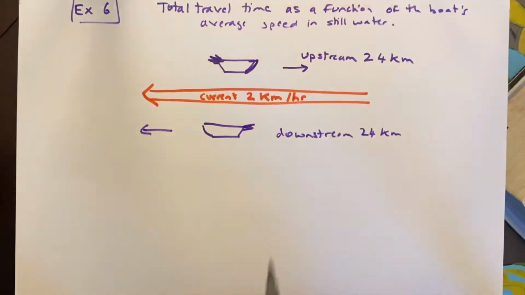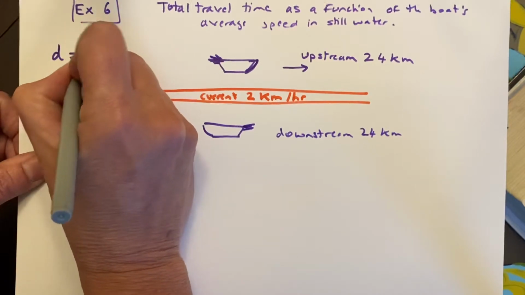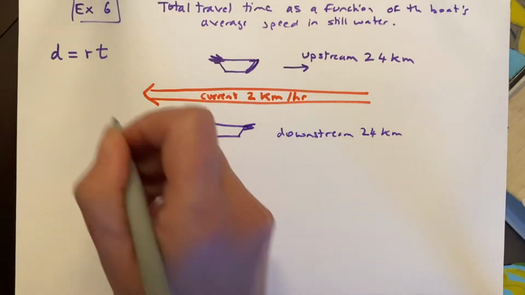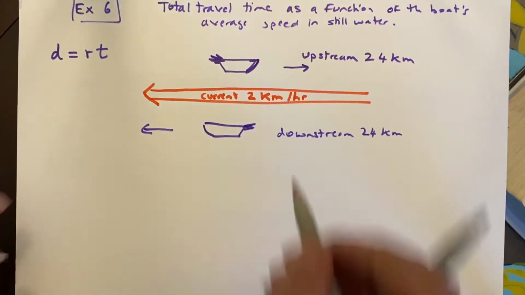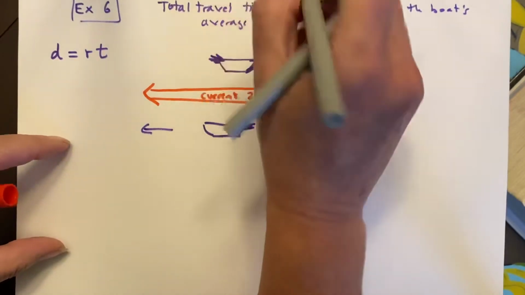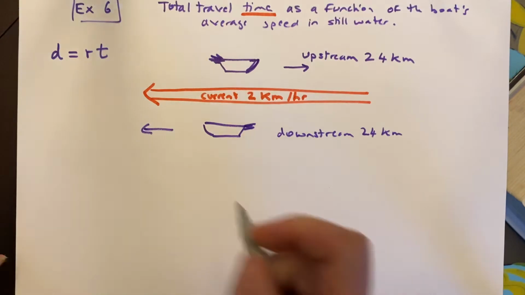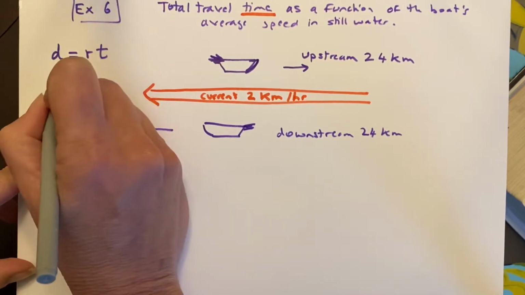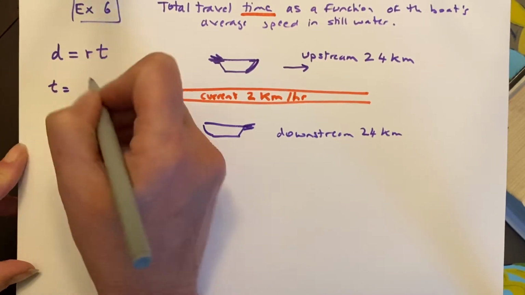Okay, so what we need first is our governing equation. And if you remember, D equals RT is the governing equation. Distance equals rate times time. But what are they looking for? They're telling us very clearly they want us to look for travel time. So what we first need to do is solve for T. And if we solve for T, in other words, if we put it in T equals form, we have to divide by the rate.